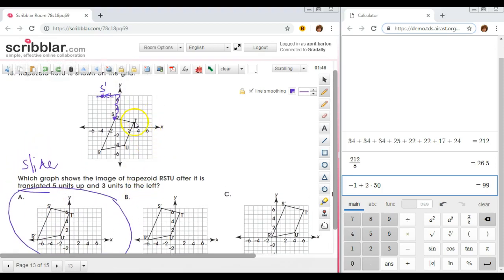You could also keep counting and go, okay, T goes up 1, 2, 3, 4, 5, left 1, 2, 3. R goes up 1, 2, 3, 4, 5, left 1, 2, 3. And U goes up 1, 2, 3, 4, 5, left 1, 2, 3. And connect those to see your new shape.